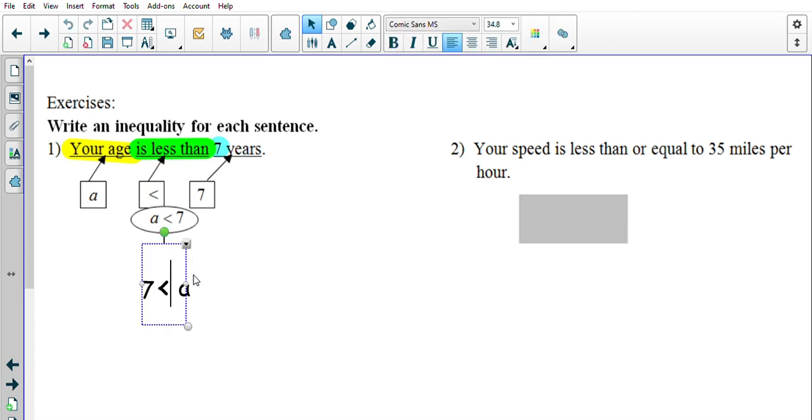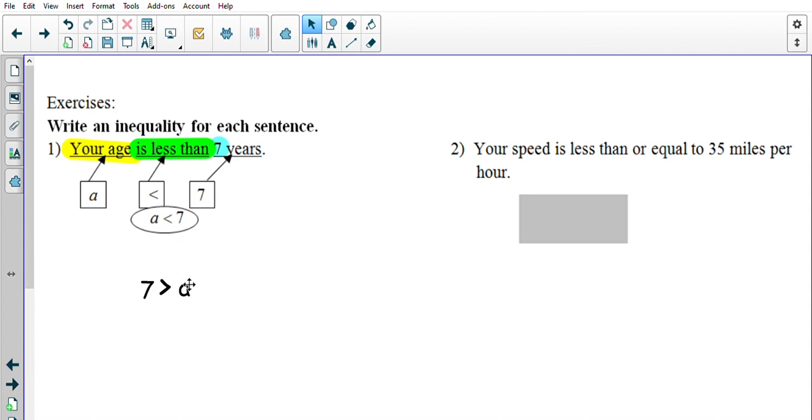Now, if you want to switch it around and put the variable on the right-hand side, we have to flip the inequality symbol around. So this would be correct. This matches this one. This is saying that 7 is greater than your age, or your age is less than 7. So you can put the variable on the right. These two are equivalent. Sometimes I have students who think, well, I can switch them around as long as I have the correct inequality symbol. It doesn't have the same meaning if you flip the variable and the number around, so be really careful with that.